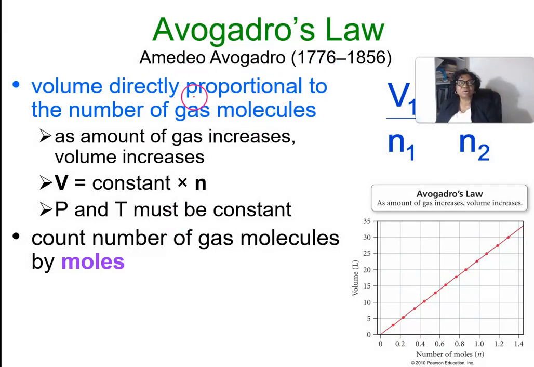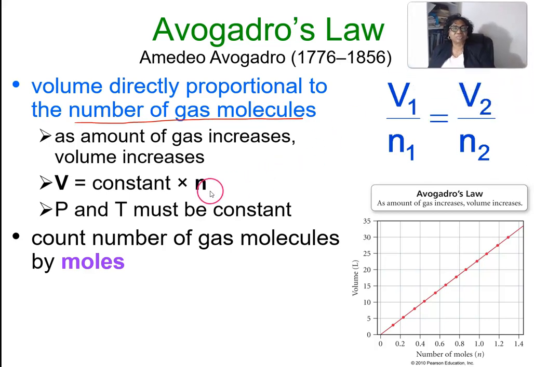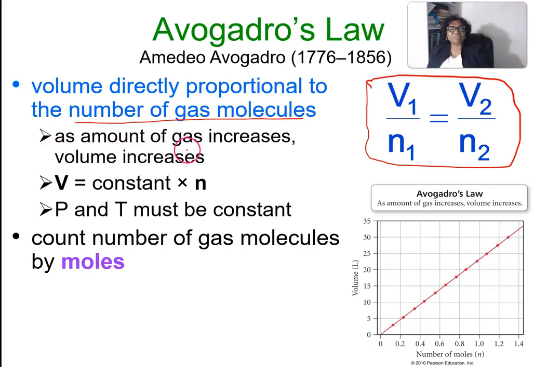Now I want to look at another law, Avogadro's law. It states that volume is directly proportional to the number of gas molecules. So this is the equation: V1 over N1 equals V2 over N2. As the amount of gas increases, the volume increases. So V equals a constant times N. The P and T must be constant. They cannot vary.